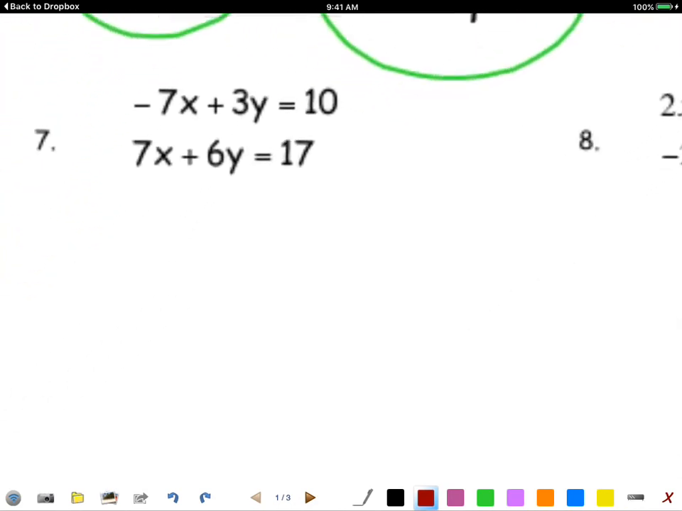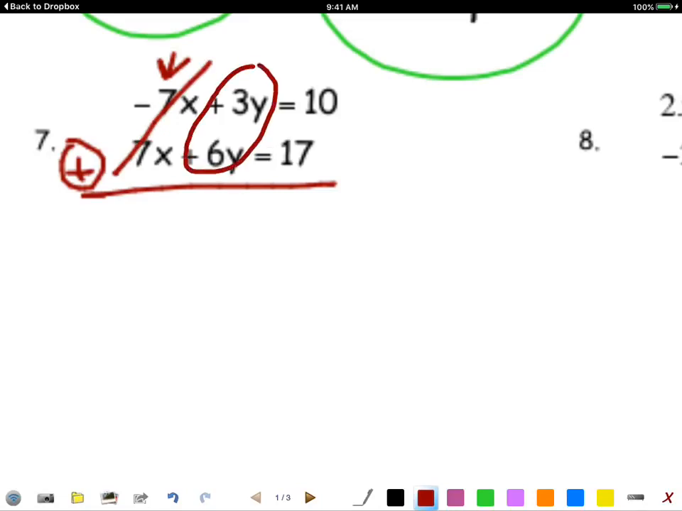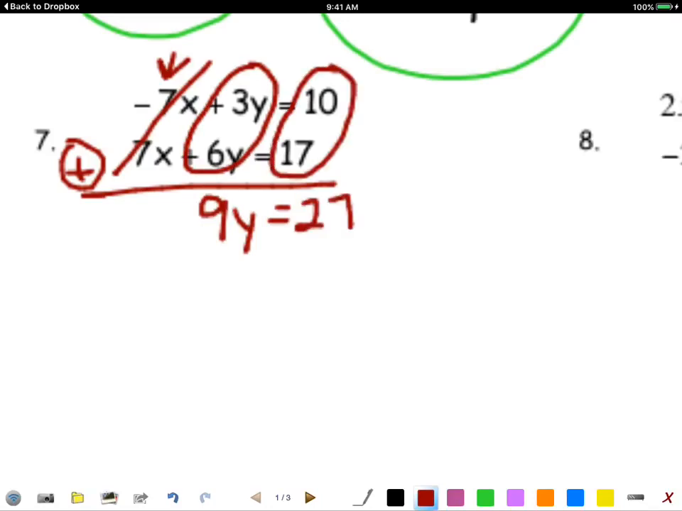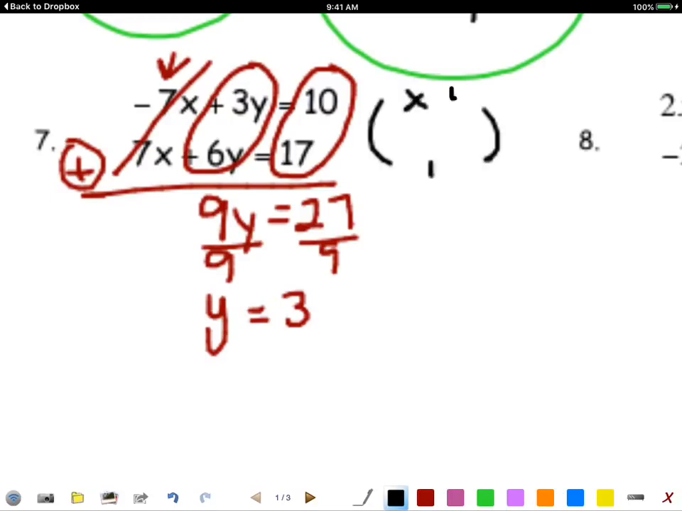Okay, number 7. Looking to see what will eliminate. Right away you can see it's the x's because we have two numbers that are opposite, negative 7 and positive 7, so that cancels. Okay, then 3y and 6y is going to be 9y. 10 plus 17 is going to be 27. The way we get rid of that 9 is we divide by 9. So y is equal to 3. 27 divided by 9 is 3. Set up your ordered pair. Get your x and your y. So we just figured out y was 3, so that goes right here.